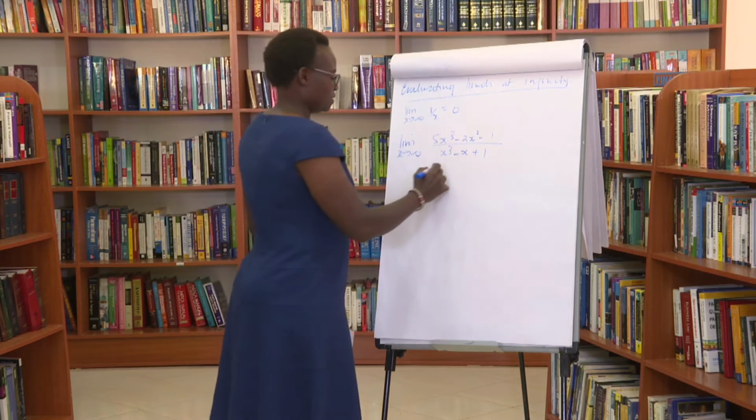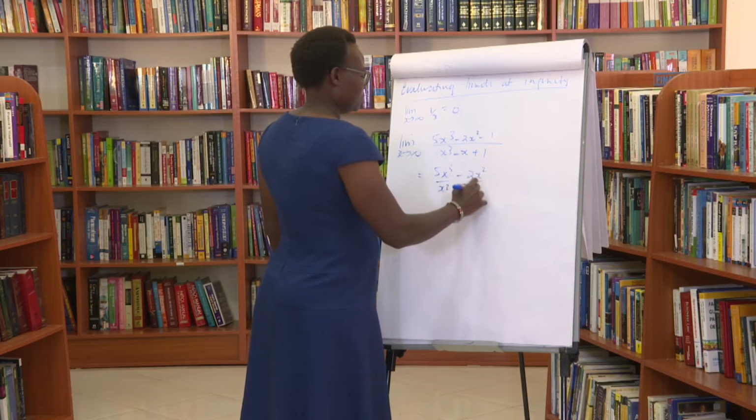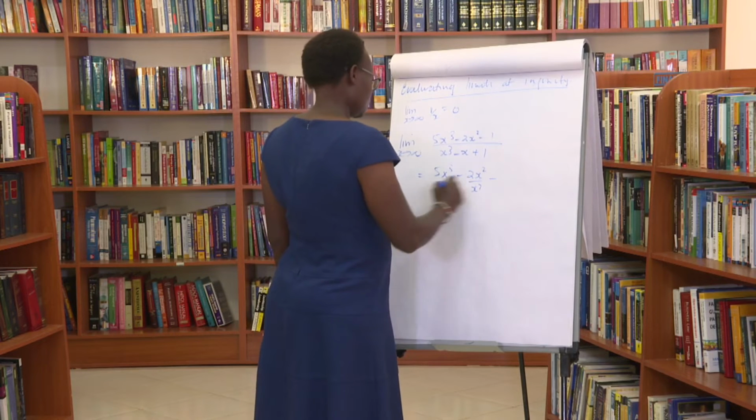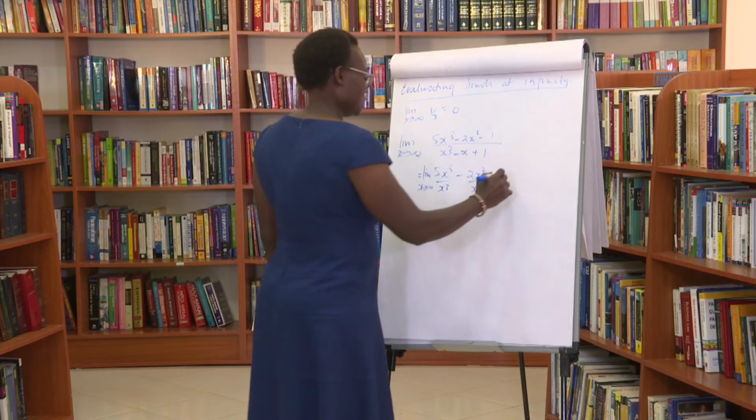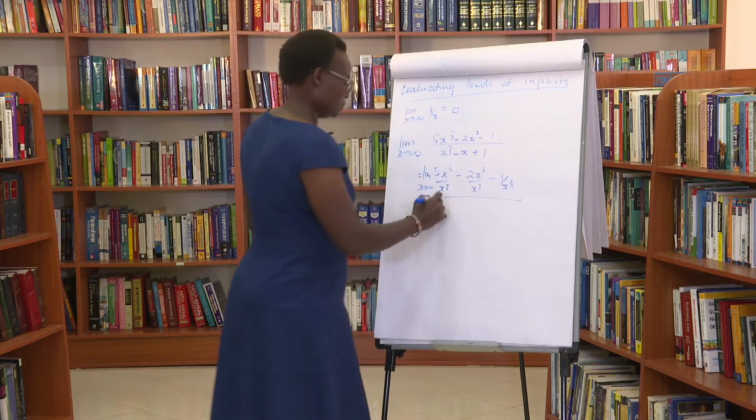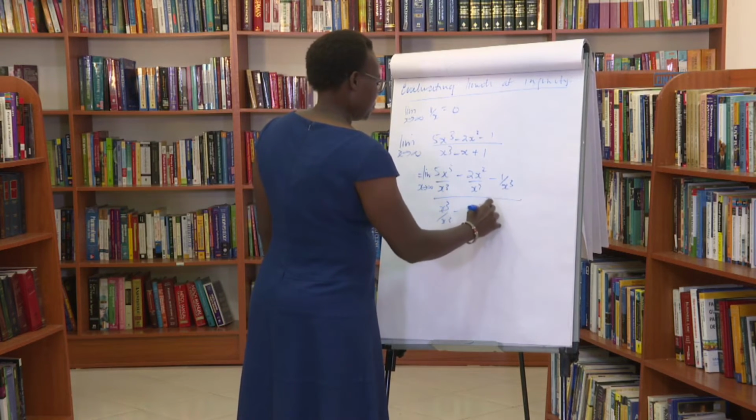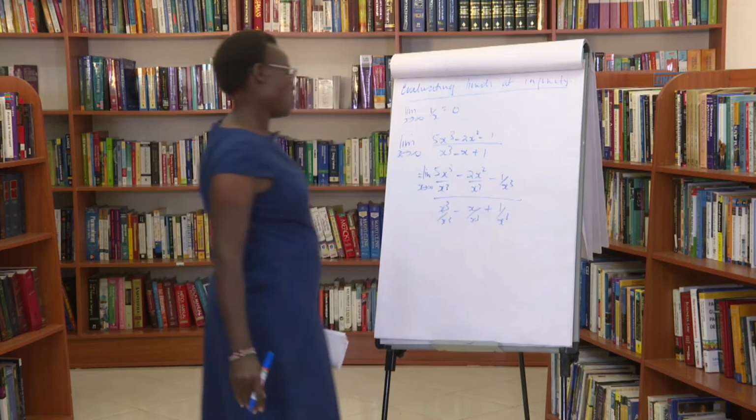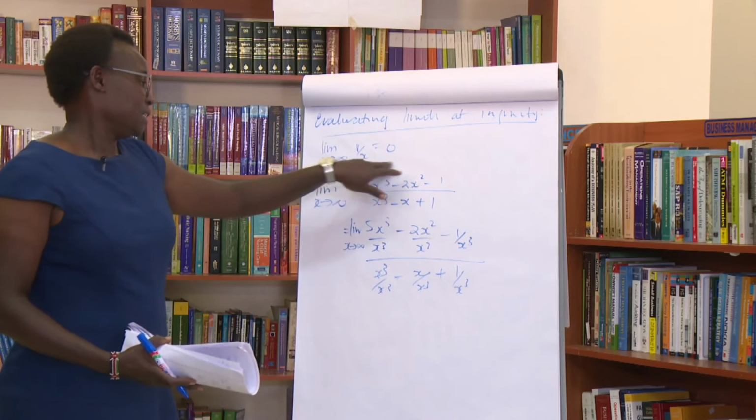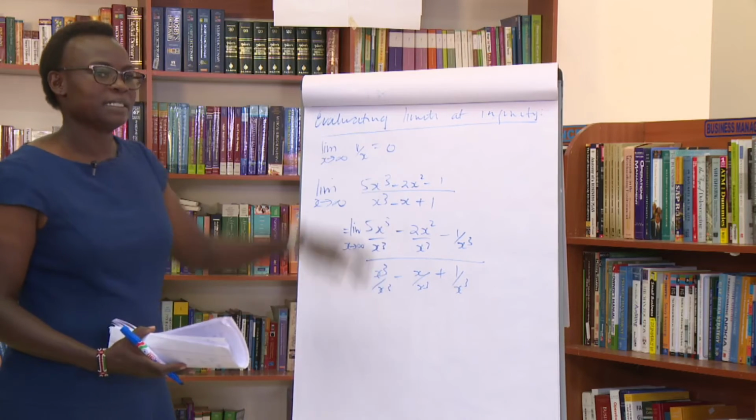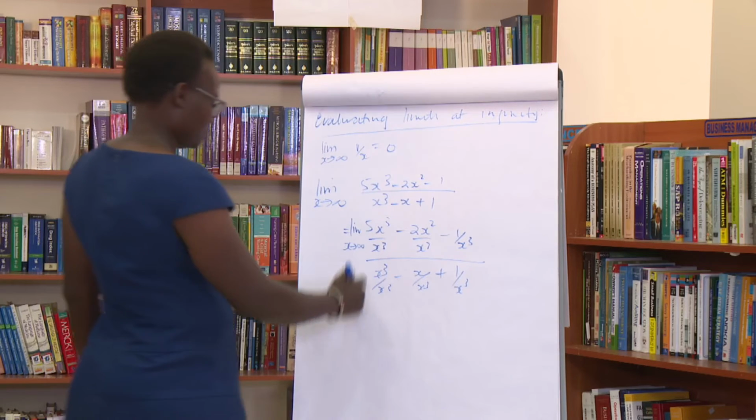So this will give us 5x cubed over x cubed minus 2x squared over x cubed minus 1 over x cubed, all over x cubed over x cubed minus x over x cubed plus 1 over x cubed. So then after that, we remember that this holds: the limit as x tends towards infinity of 1 over x equals 0. So this will give us 5.